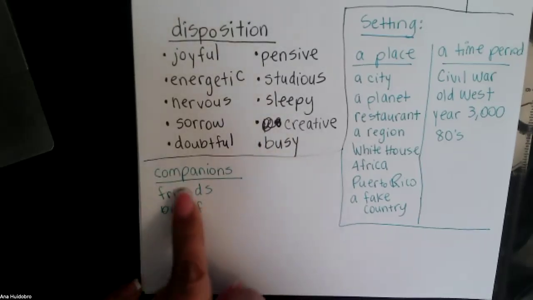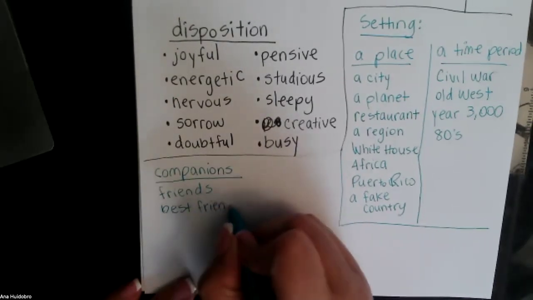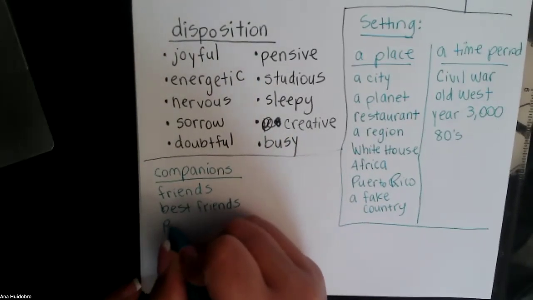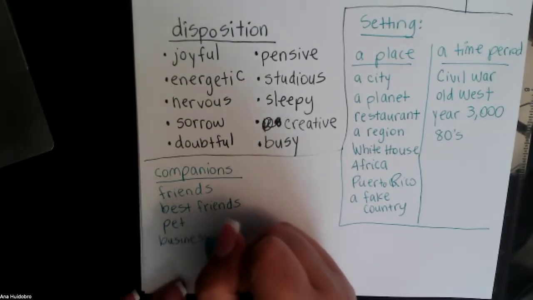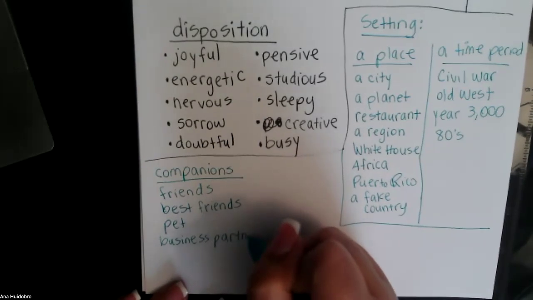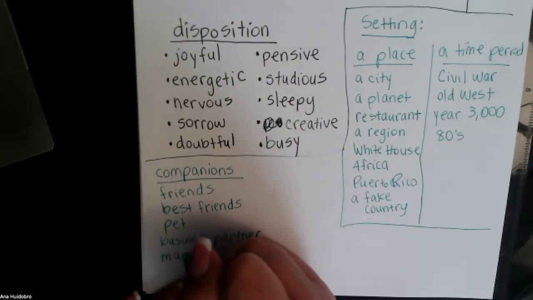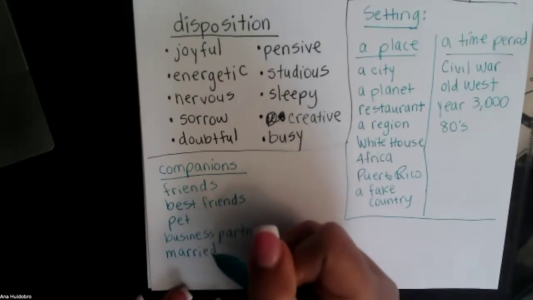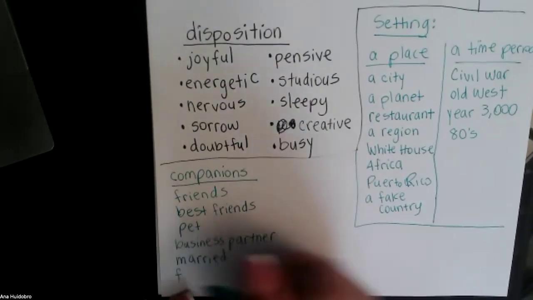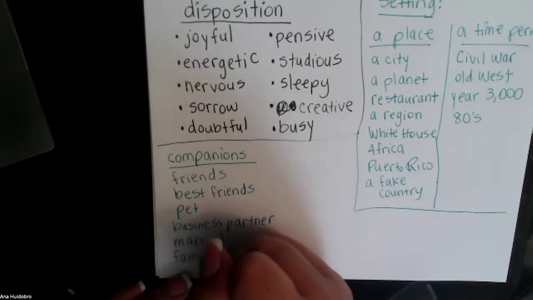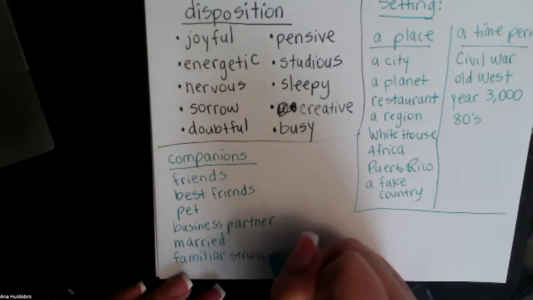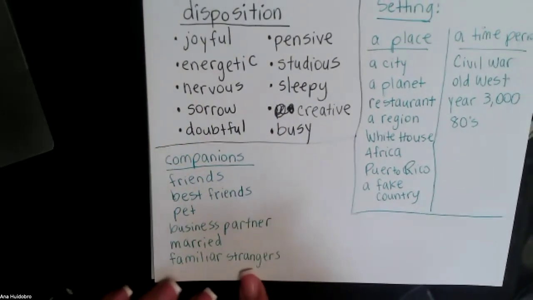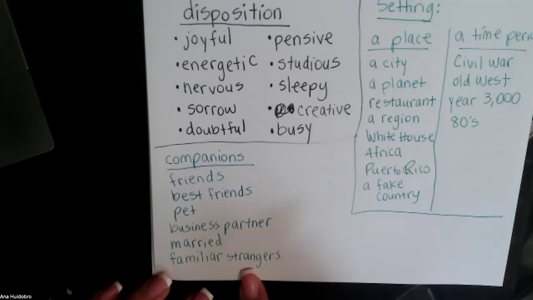You do not have to write this. You are going to write companions, but you're not going to write all these. Is there a pet? Is there a business partner? Are they married or is there a significant other? Are there familiar strangers? For example, if you go to the donut shop for coffee every morning, you see the same person working there every day. That's a familiar stranger, right? A familiar stranger might be the guy or girl that delivers your mail.